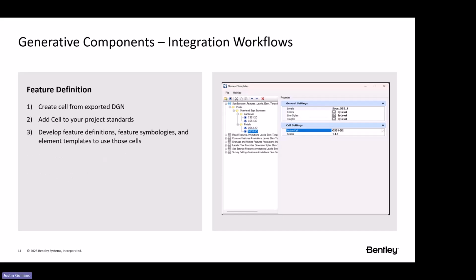All right, here's just a quick snapshot of how you would assign that within the element template. A lot of this is going to be focused on the digital delivery workshop that we built some content for. We had a bunch of overhead sign structures in there, but ultimately what we did is we built these GC models that represented our overhead sign structures, and then we exported those out to a cell. And then we simply put that cell into the work set and then created a feature definition that pulled that cell through the element template.